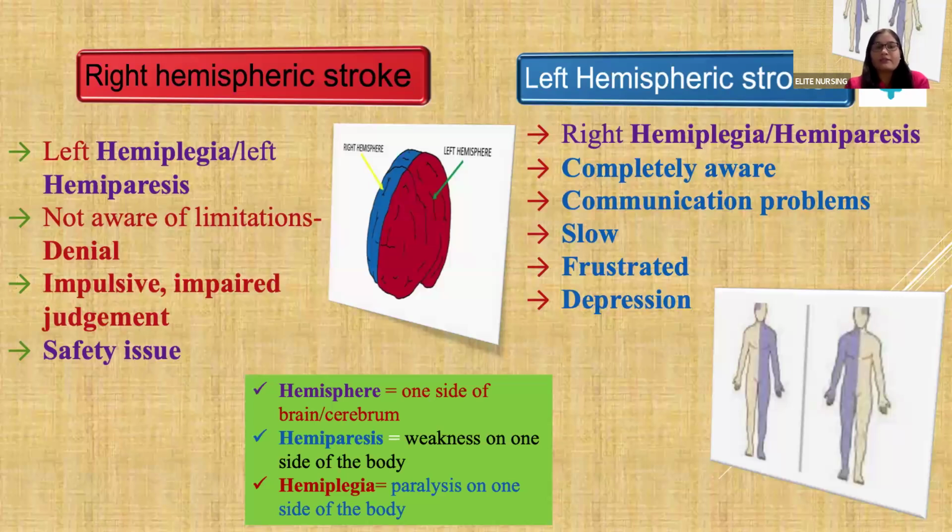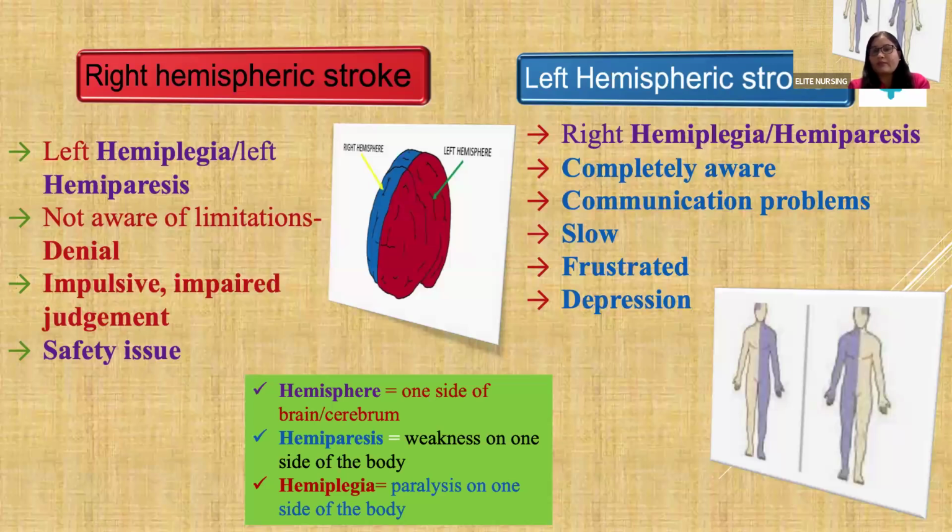Why does this happen? Because the right side of our brain is mostly associated with nonverbal memory and spatial awareness. What that means is our ability to judge distance, size, and how our body relates to objects and the space around us. So if a patient has poor judgment, they might hit somewhere, or they will try to get out of bed because they are not aware of their deficits. So safety is always a big issue with patients who have a stroke in the right hemisphere.